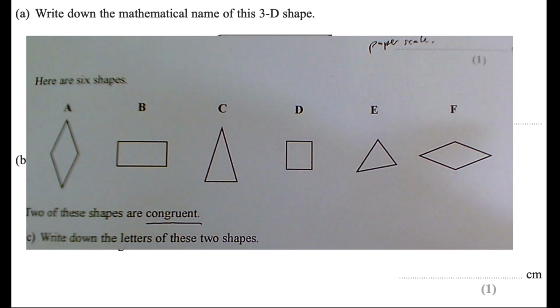Now it does say two shapes that are congruent. Congruent is just a posh word to mean exactly the same. So which two shapes are the same? Well, we named all of them, and there's only two shapes that appear to be the same. That's A and F. So I believe the answer is A and F. Okay, and that's what I've done.